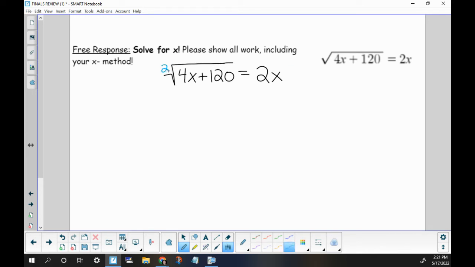So do you think it would be in our best interest to do what? We just did it in the past couple problems. Raise it. To what? 2. Let's raise it to 2. All right, so then this we'll get rid of. We'll have 4x.